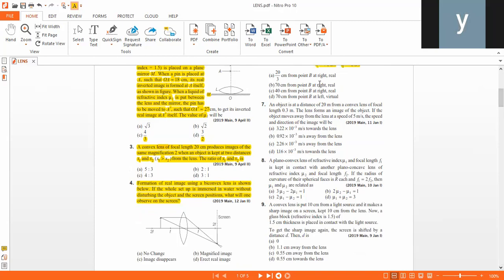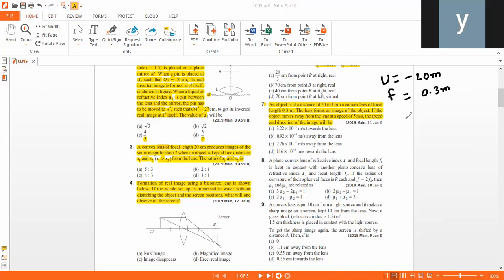Next, an object is at a distance 20 centimeter from a convex lens of some focal length. The lens forms an image of the object. If the object moves away from the lens at a speed 5 meter per second, the speed and direction of image will be. The object is at a distance 20 meter from the lens. So u is equal to minus 20 meter, and the focal length of the convex lens is given as 0.3 meter.